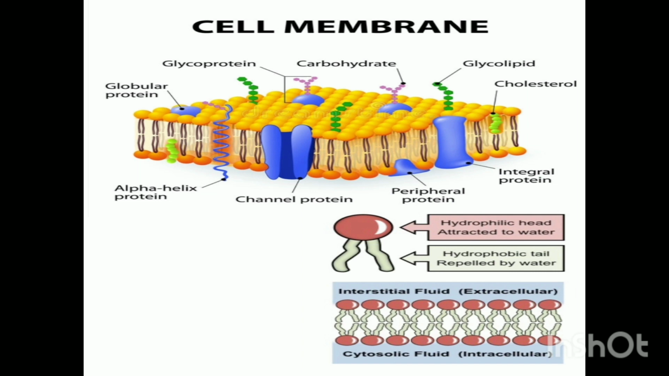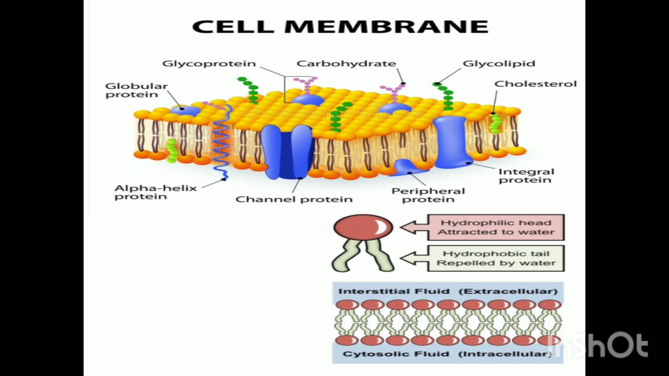The bilayer is composed of phospholipids. It consists of a hydrophilic head and a hydrophobic tail. The hydrophilic head is attracted to water, while the hydrophobic tail is repelled by water. As we can see here, there is a hydrophobic tail and a hydrophilic head. The yellow color is the hydrophilic head, and we can see the tail-like structure which is inside, which is a hydrophobic tail, due to which it is called a bilayer.